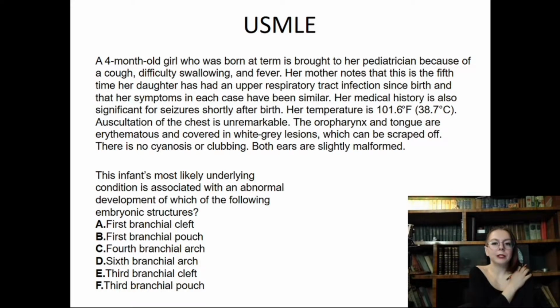And the last one is a 4-month-old girl, just brought to the pediatrician. She has a cough, difficulty swallowing, fever, seems like a respiratory infection, and this is the 5th time the daughter has had an upper respiratory infection. Along the 4 months after birth, the 5th time she has an infection. So we suspect immunodeficiency. And also seizures, that's what you have to keep in mind. The oropharynx is erythematous. And the question is, this infant's most likely underlying condition is associated with an abnormal development of which of the following embryonic structures? So try to connect this immunodeficiency, seizures, and embryonic structure. Put your answers in the comments below, and thank you for participating.